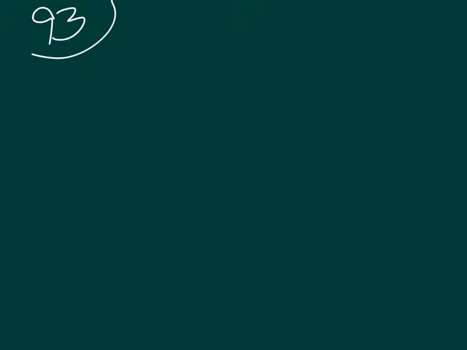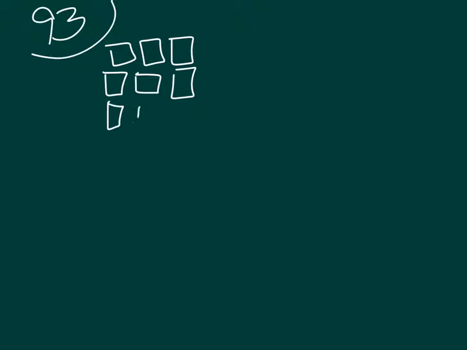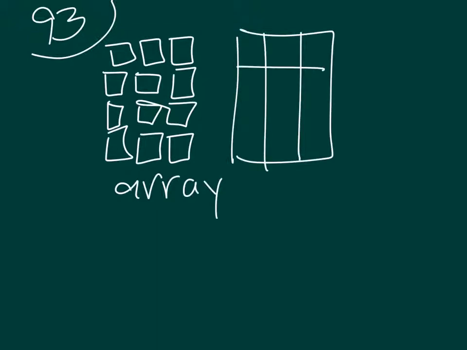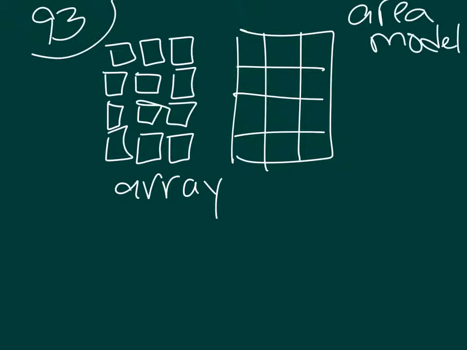All right. So we have three different models: array, rows and columns, and area model. An array is just when you have the cubes individually, like this. And you'll see that in the middle of your page. This is called an array. And then there's rows and columns, which is basically the same thing. There's just no spaces in between. Okay? And then the last one is an area model. And this one doesn't have the individual sections. We just label the sides for it.